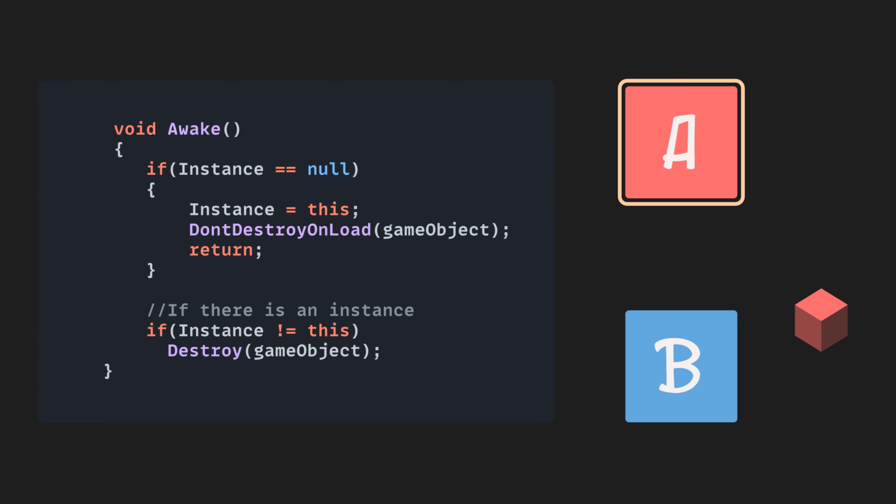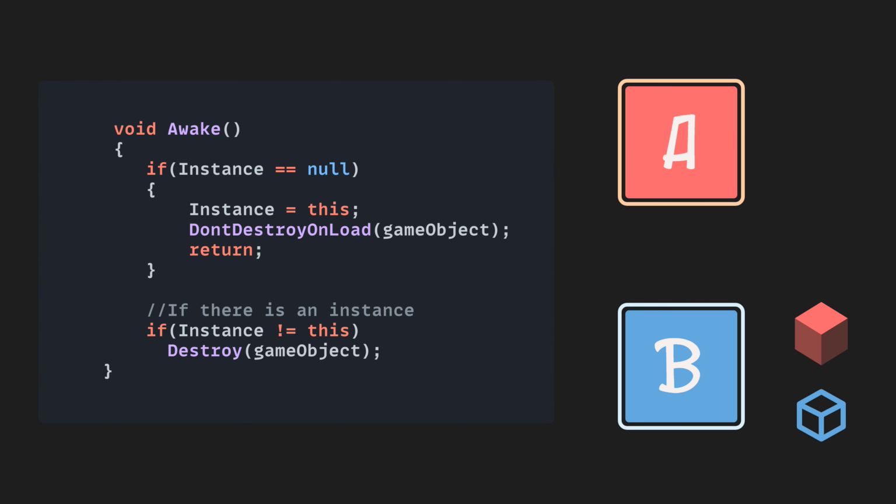And then we transition to Scene B. In Scene B, the awake method is called again, but now on the new object in Scene B. This time, there is already an existing singleton instance from Scene A. The method checks if the existing instance is not the current object from Scene B. As it is true, it destroys the redundant instance in Scene B, ensuring that the singleton from Scene A persists. As a result, we maintain a single persistent singleton instance across multiple scenes.